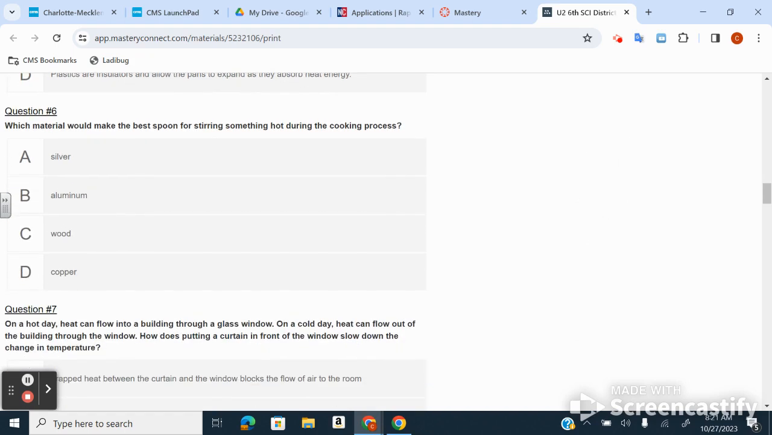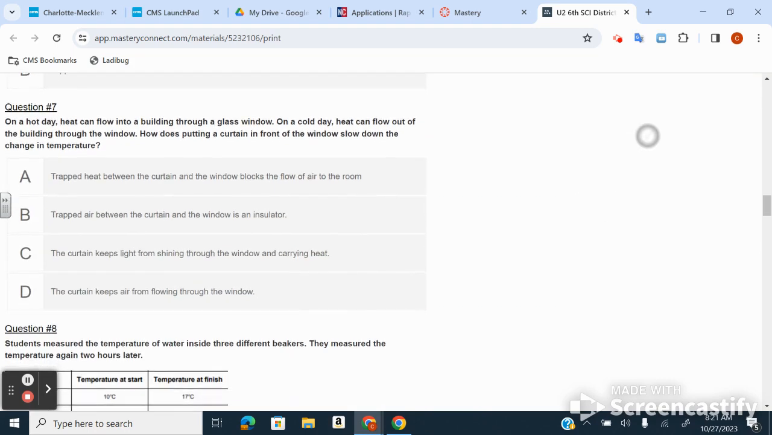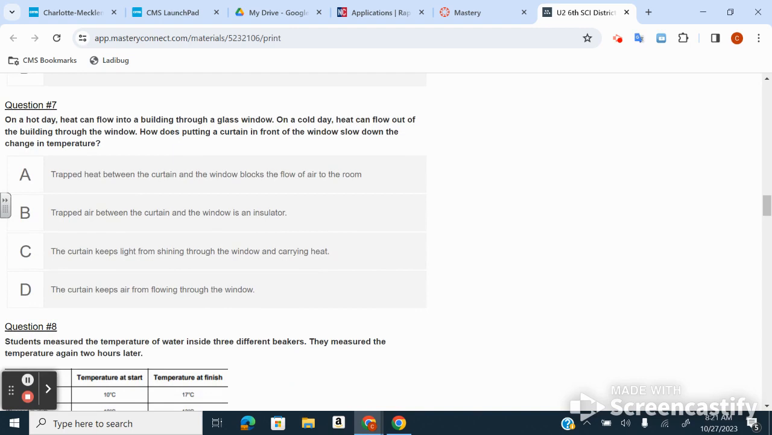Question number 6. Which material would make the best spoon for stirring something hot during the cooking process? A, silver, B, aluminum, C, wood, D, copper. Question number 7. On a hot day, heat can flow into a building through a glass window. On a cold day, heat can flow out of the building through the window.